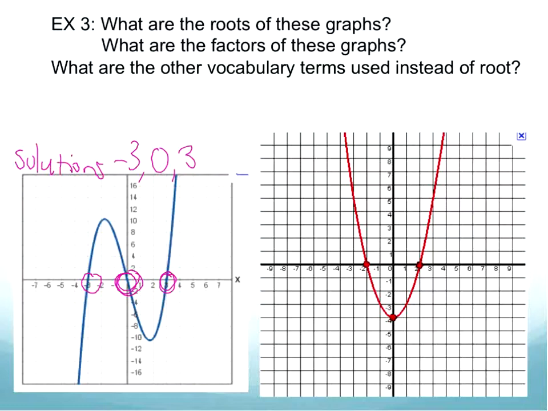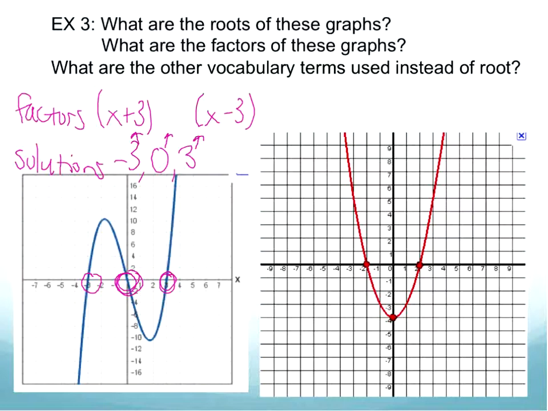So those are my solutions. So the graph tells us my solutions. Now how am I going to write my factors? Somebody? Okay, so Billy says x plus 3. Good job. So that's for the -3, right? How about the +3? X minus 3. Good job. What do I do for the 0? Anybody know?